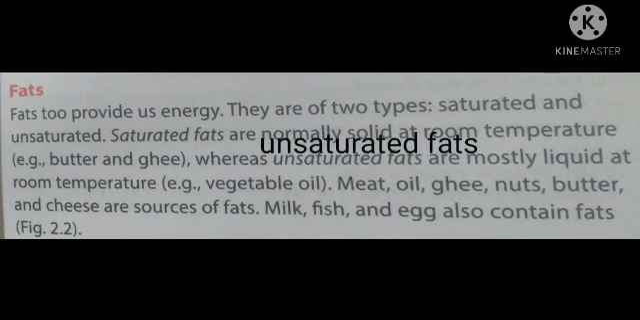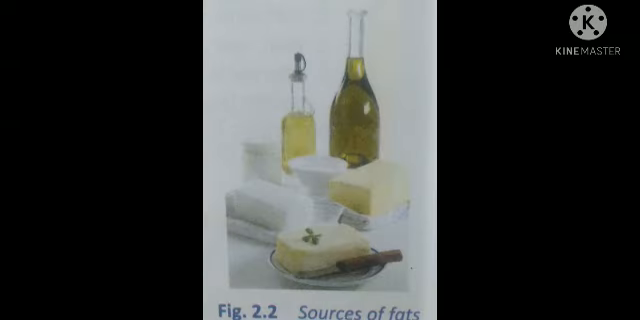Whereas unsaturated fats are mostly liquid at room temperature, like vegetable oil. Meat, oil, ghee, nuts, butter, cheese are the sources of fats. Milk, fish, egg also contain fats. You can see the sources of fats.